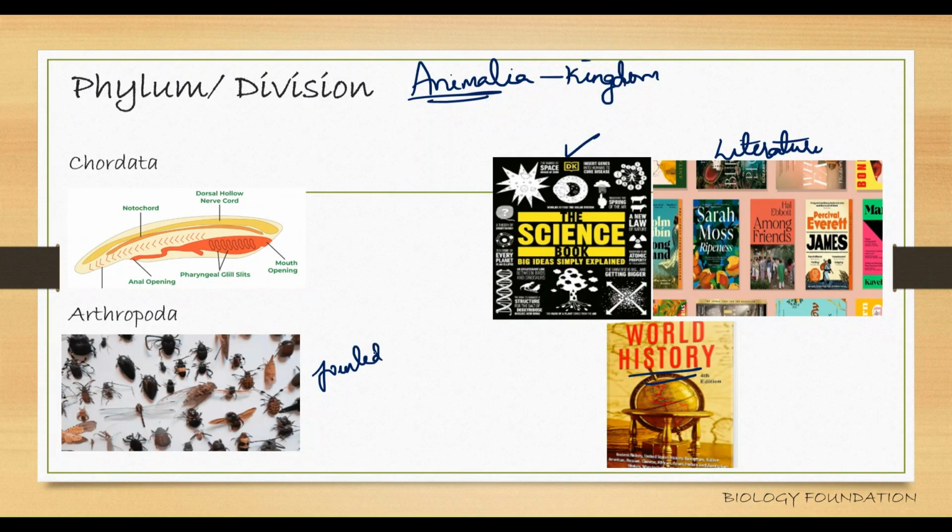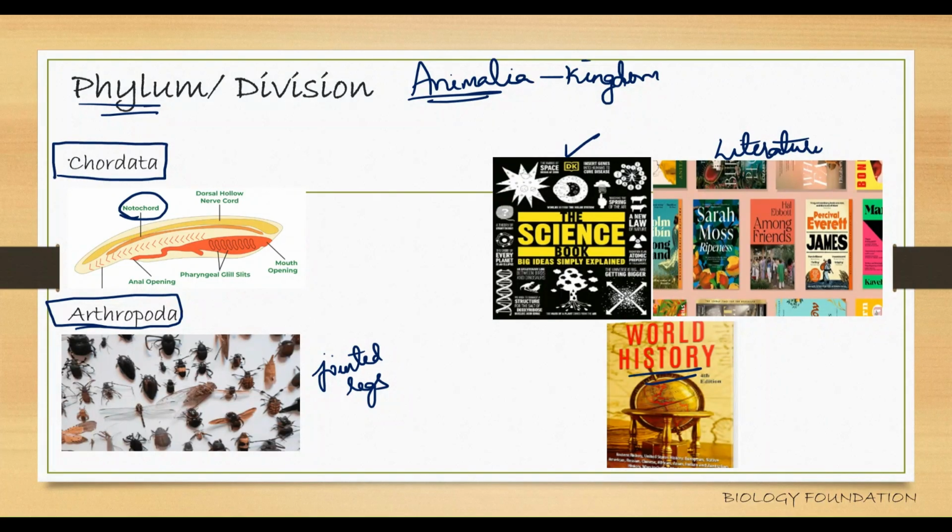All those animals which have jointed legs, they are kept under the phylum Arthropoda. Basically, most of your insects have jointed legs and are kept under the phylum Arthropoda, whereas those animals which have a notochord are all kept under a different phylum by the name Chordata.